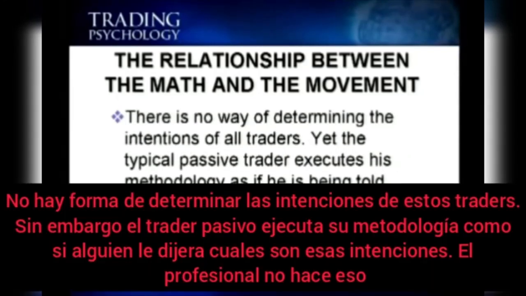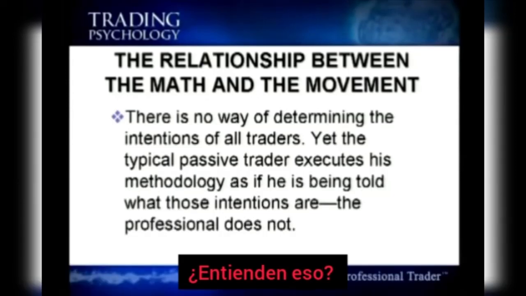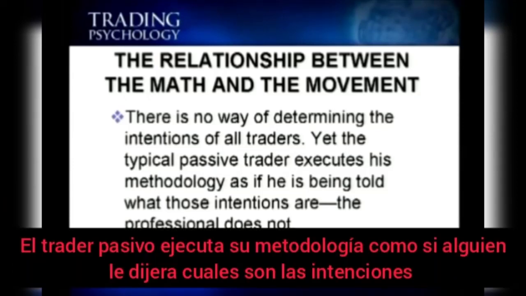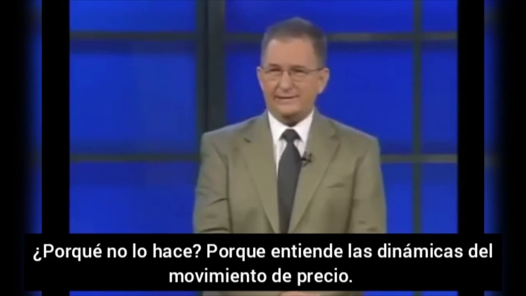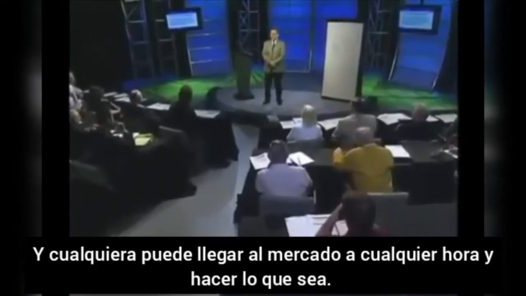There is no way of determining the intentions of all these traders, yet the typical passive trader trades their methodology as if they are being told what those intentions are. The professionals do not. You guys get that? The typical passive technical trader trades their methodology as if they are being told what the intentions are, whereas the professional does not. And why doesn't the professional? Because the professional understands the underlying dynamics of price movement and that anybody could come into the market at any time to do anything.